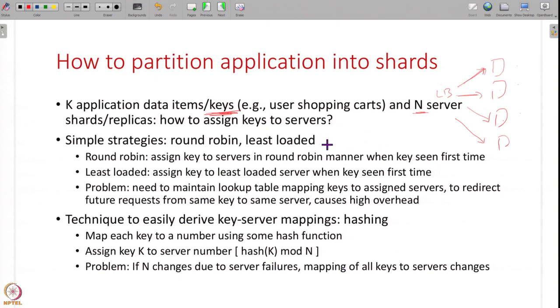Whenever a key comes for the first time in the system, you assign it to some server. Some key K is assigned to some server N, but the second time that key comes, you can't once again assign it to a different server, right? If user one's shopping cart has been created at this server in the round robin manner, the next time that user one comes, he has to go to the same server again. So, you have to remember which key you have assigned to which server, you have to remember these mappings so that the next time you can use the same mappings.